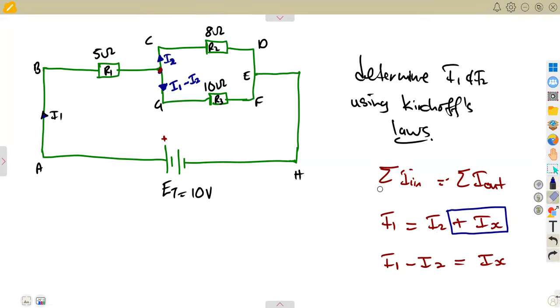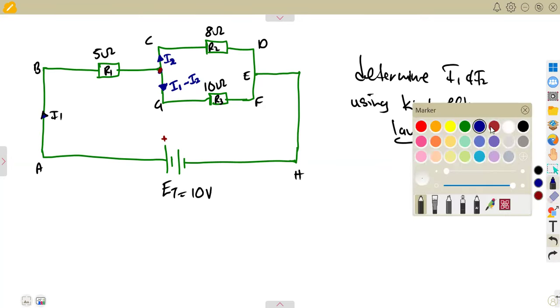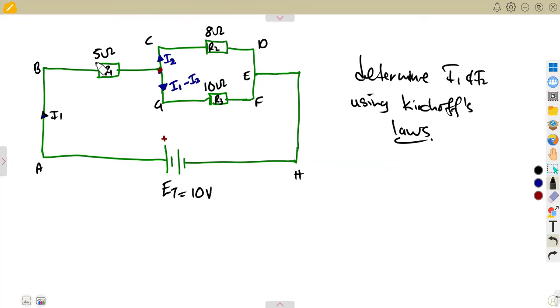If you are given a complete diagram like that, it's an advantage. But do not expect that you are going to be given a complete diagram like that. No, don't expect that. So now with this, we have named our currents. We have current 1 entering, current 2, current 3, which is I1 minus I2.